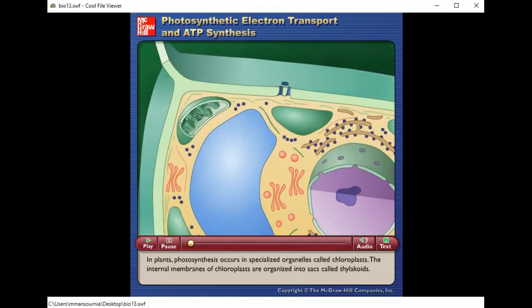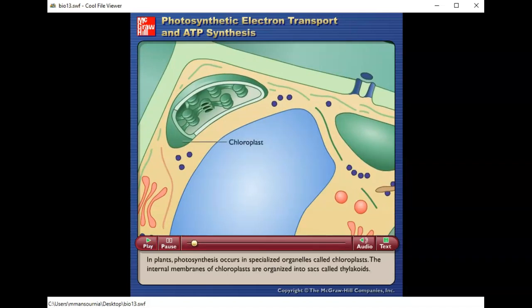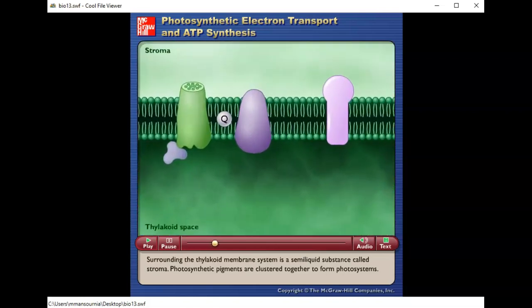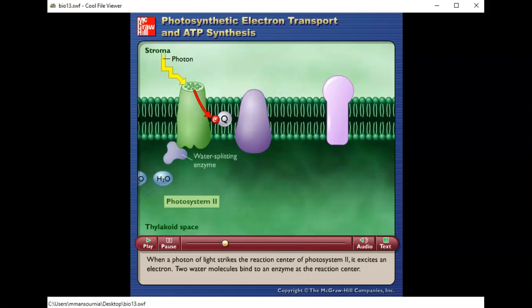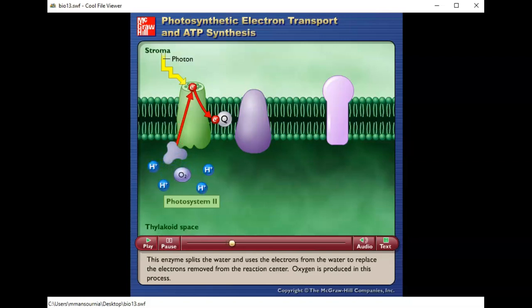In plants, photosynthesis occurs in specialized organelles called chloroplasts. The internal membranes of chloroplasts are organized into sacs called thylakoids. Surrounding the thylakoid membrane system is a semi-liquid substance called stroma. Photosynthetic pigments are clustered together to form photosystems. When a photon of light strikes the reaction center of photosystem 2, it excites an electron. Two water molecules bind to an enzyme at the reaction center. This enzyme splits the water and uses the electrons from the water to replace the electrons removed from the reaction center. Oxygen is produced in this process.